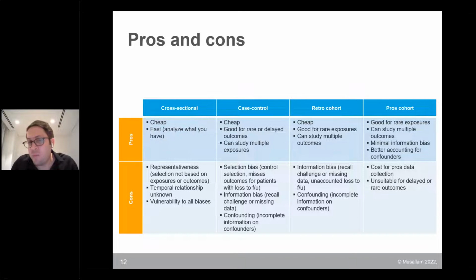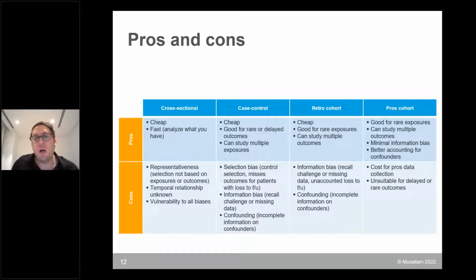Also, they have information bias because there is recall or missing data because you're relying on old data that happened in the past. There is always, if you go and ask patients, were you exposed to something 10 years ago, they might not remember. And there is always missing data because things might not be simply available in the records.